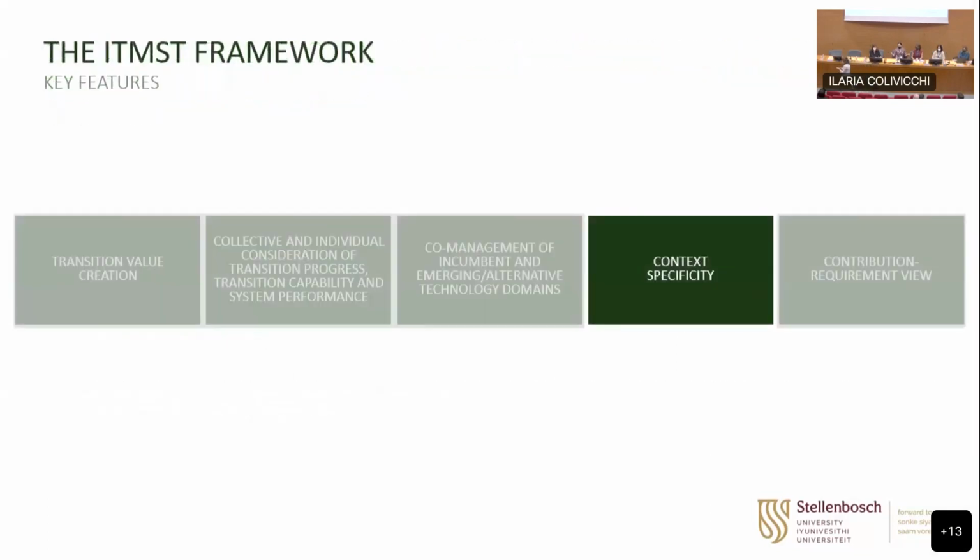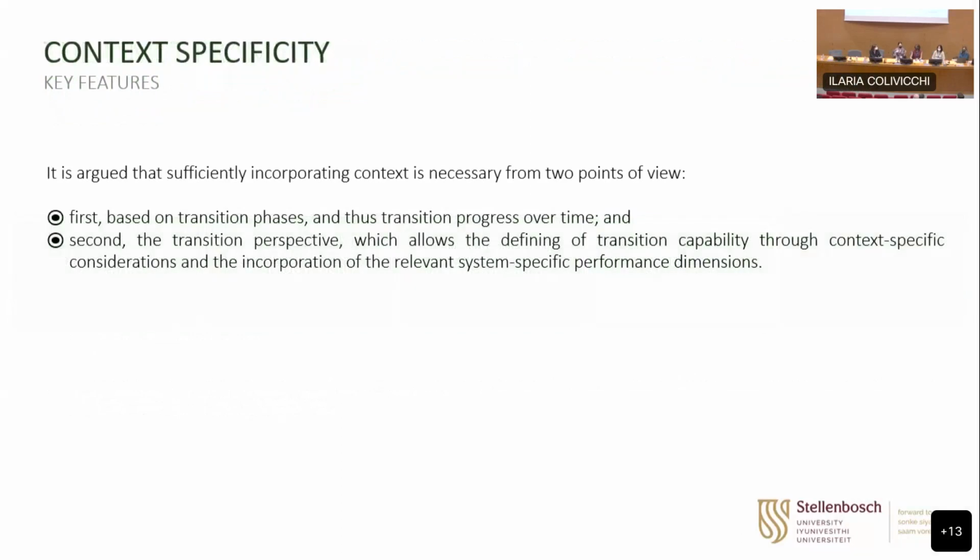Then context specificity. I think this goes without saying for any system that we want to address, but specifically for transitions and technology management. The first one that we included is context specificity in terms of the different phases of a transition. We need to understand that how we manage our technology is different. We need different technology management strategies based on the different phases that we are in.